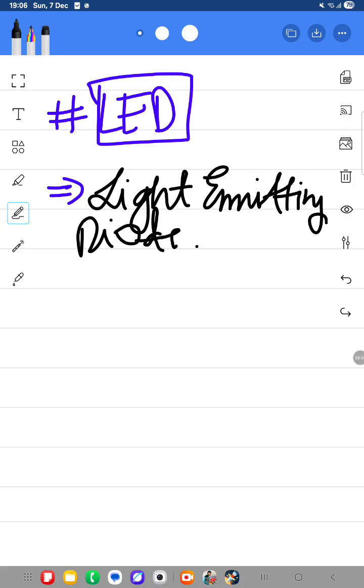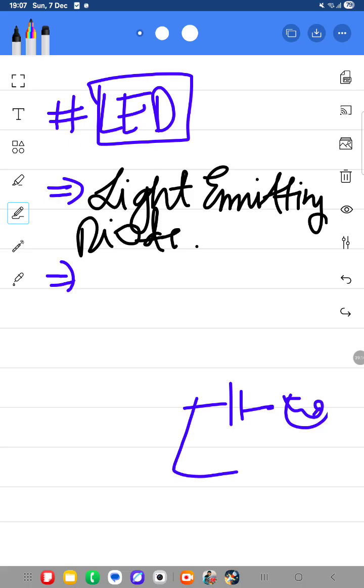Light emitting diode means it is like a bulb that emits, shows light. It is called light emitting diode. In a circuit, we have made this circuit of bulb, but instead of bulb we can also use here LED. LED is like this. If we want to show LED in a circuit, we can represent it by this.